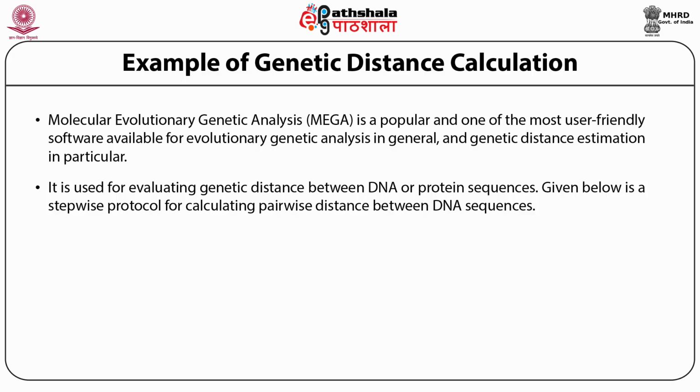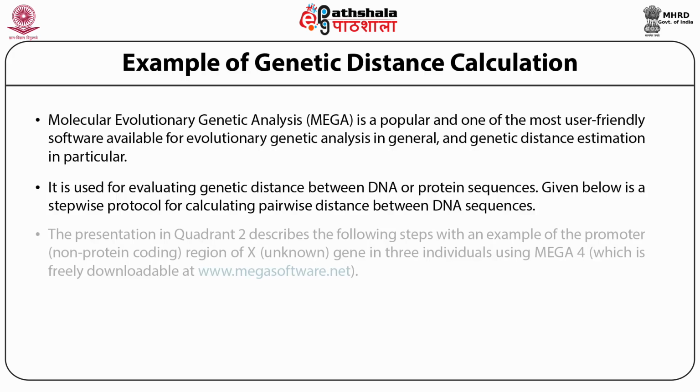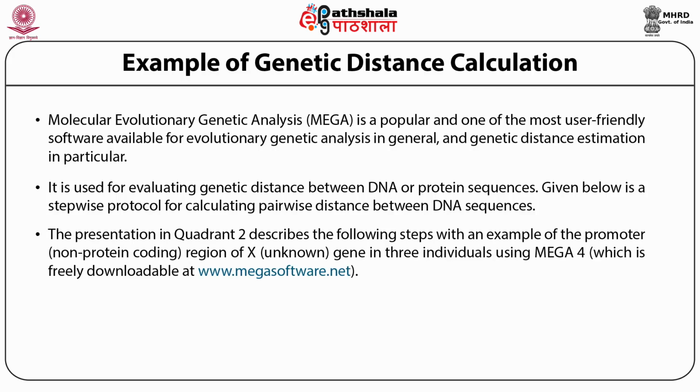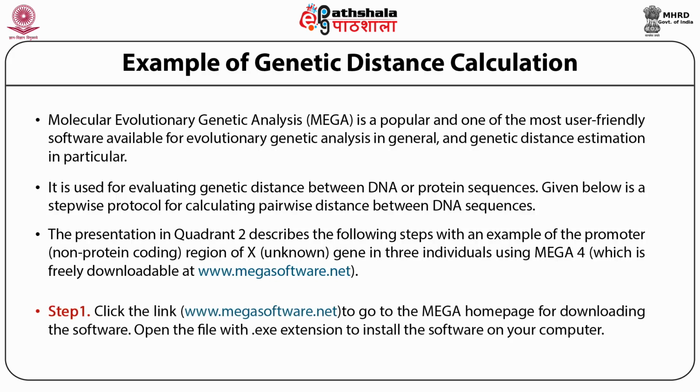Now, there is a stepwise protocol for calculating pairwise distance between DNA sequences. The presentation in quadrant 2 describes the following steps with an example of the promoter, that is a non-protein coding region of an unknown gene in three individuals using MEGA 4, and this MEGA 4 software is freely available on the website given in this slide. The first step is to click the above link to go to the MEGA homepage for downloading the software. Open the file with .exe extension to install the software on your computer.